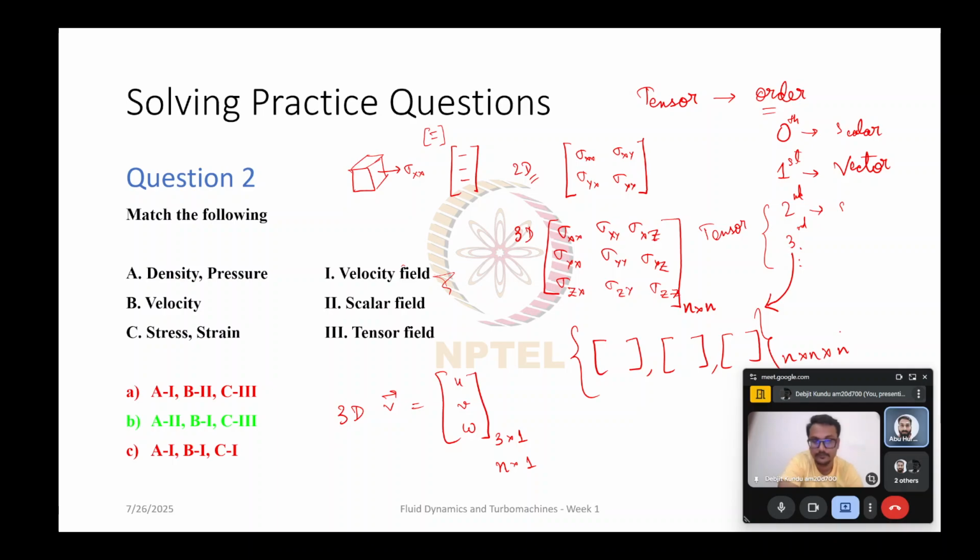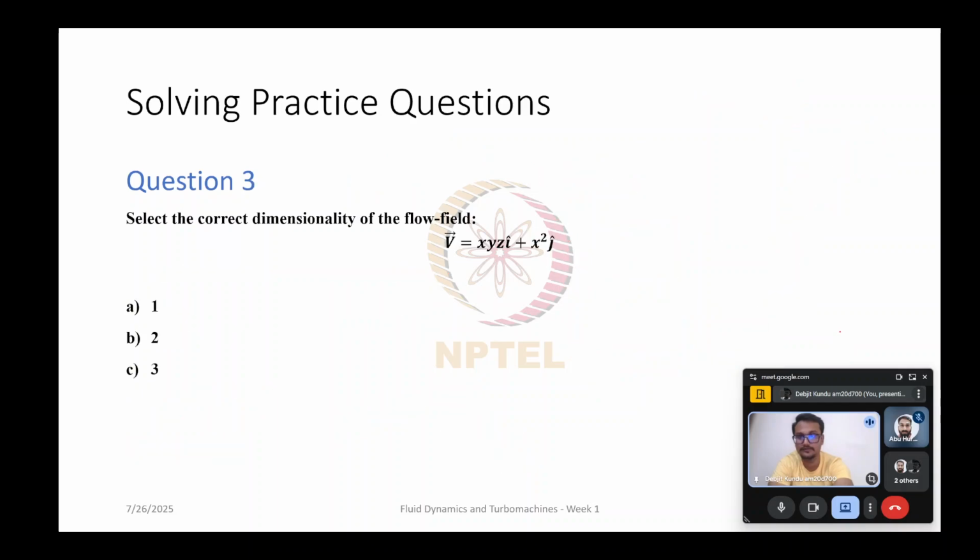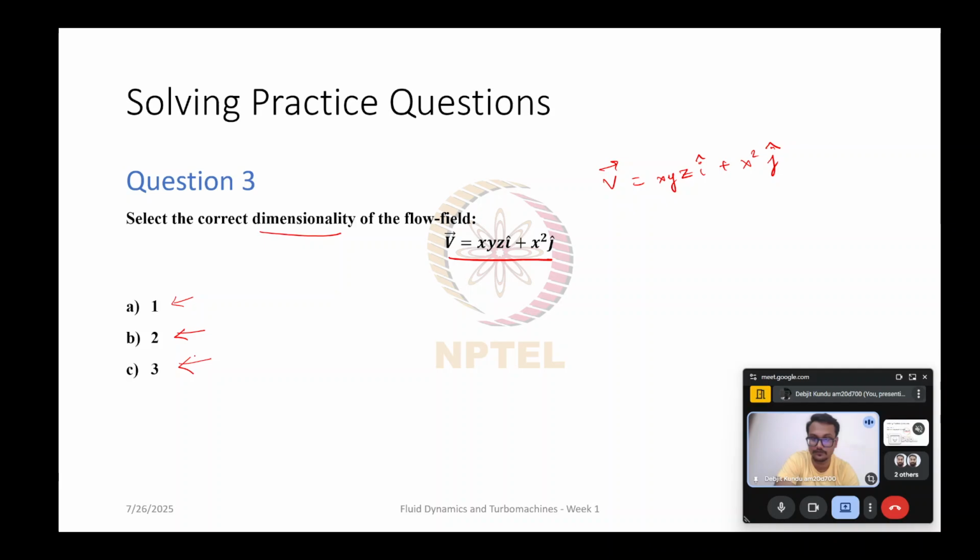Okay. Cool. So let's move along. We'll move on to question number 3 now. Here dimensionality comes into the picture. I have given a velocity field over here: velocity field v vector given by xyz into i cap plus x square j cap. What is the dimensionality of this flow field? Is it a 1D flow field, a 2D flow field, or a 3D flow field?